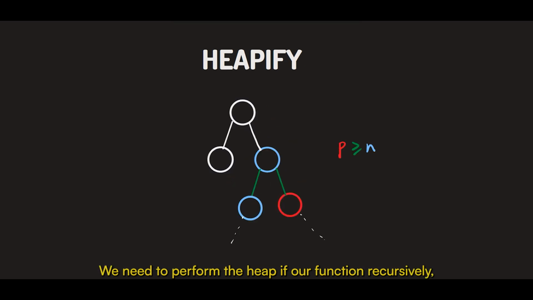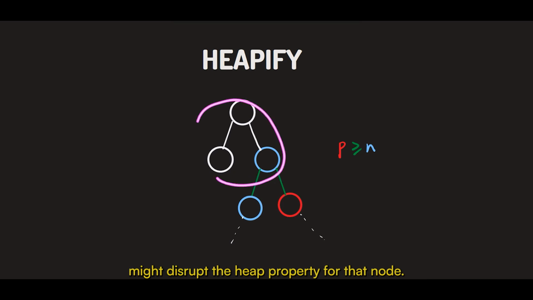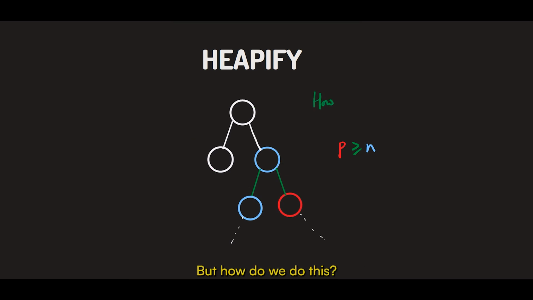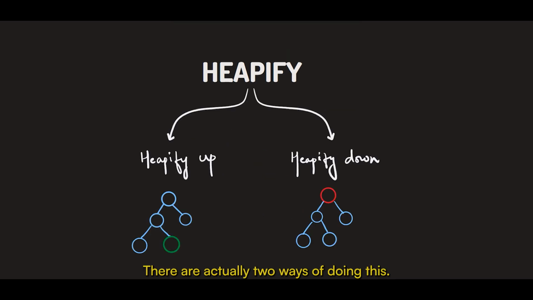We need to perform the heapify function recursively because it can so happen that the node with which the value is being swapped might disrupt the heap property for that node. But how do we do this? There are actually two ways of doing this. We can heapify up or we can heapify down.